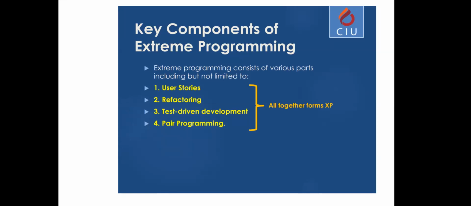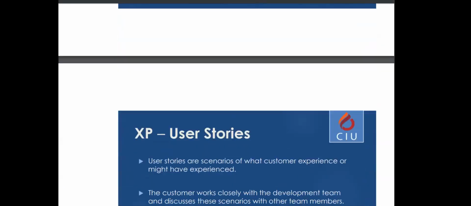So let's continue. Key components of extreme programming. There are four important components that come together and form XP, such as user stories, refactoring, test-driven development, and pair programming. All these four components, when they come together, form a good practice of XP. I wouldn't say they are the only parts, but they are the most important ones that should exist in an XP practice.